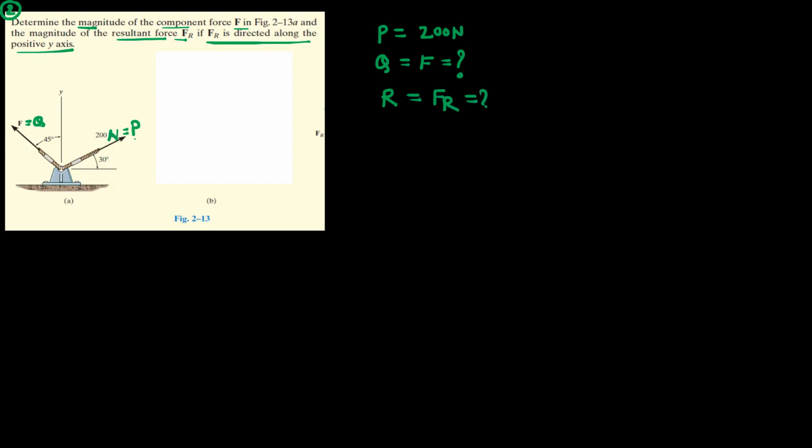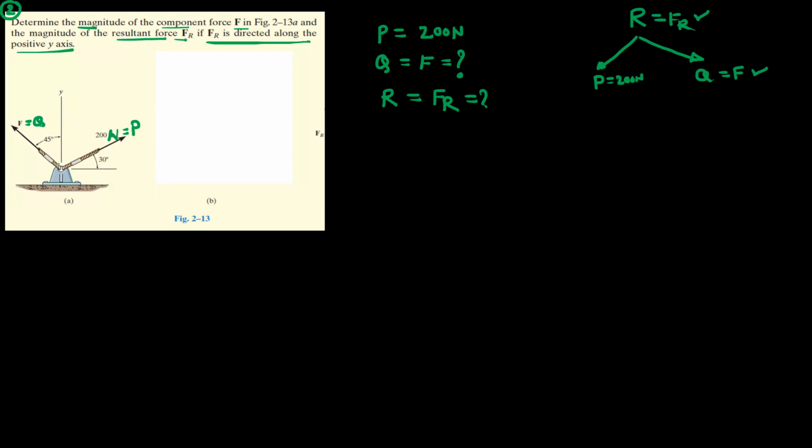What is given? Angles of the two forces are given. So these are the two components. If R is the resultant, this resultant has two components or two parts. One is force P, which is 200 Newton. Second is the force Q, which is nothing but F. And this resultant is given as Fr. So we have to determine this Fr and the force F by using the law of parallelogram of forces.